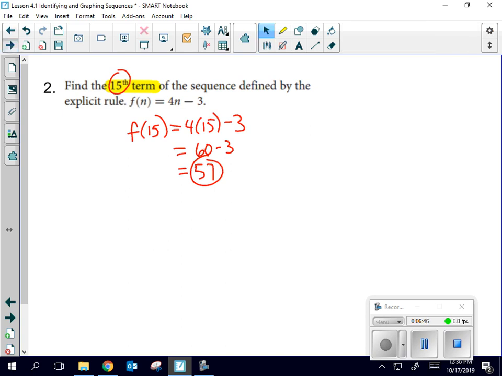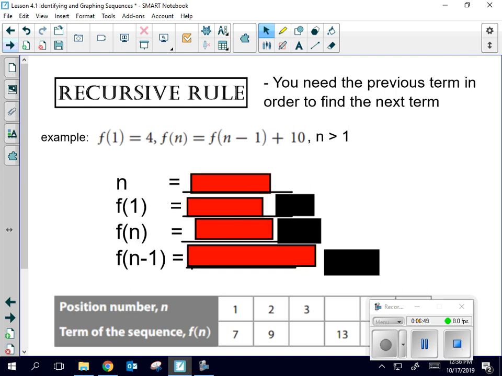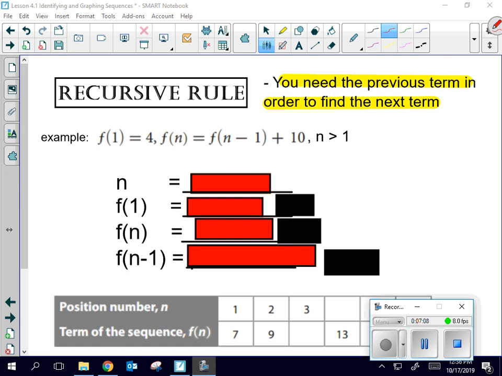It's really nice. Okay, the recursive rule is a little bit different. As you read here, you need to know the previous term in order to find the next term. You can't just plug it in like we did with the last kind of rule. So look here at the example. So it says that f of 1 is 4. And then everything else, for any other term, we take the previous term and add 10 to it.